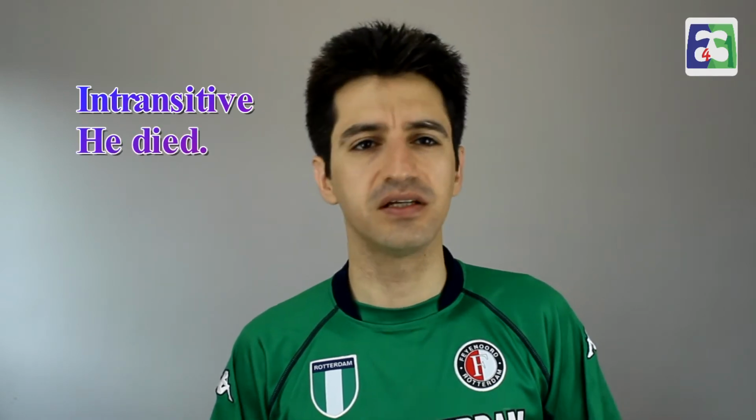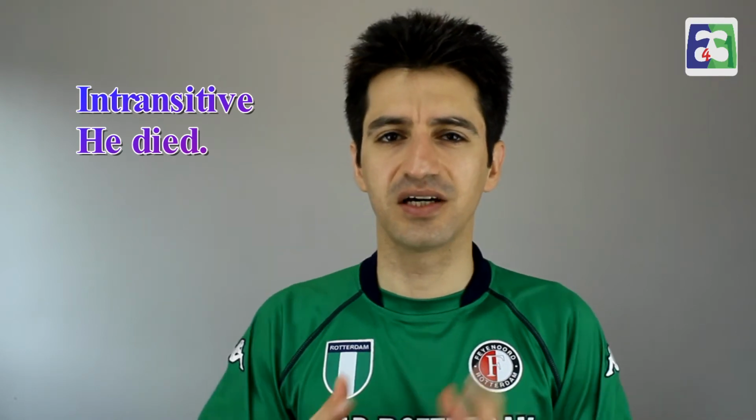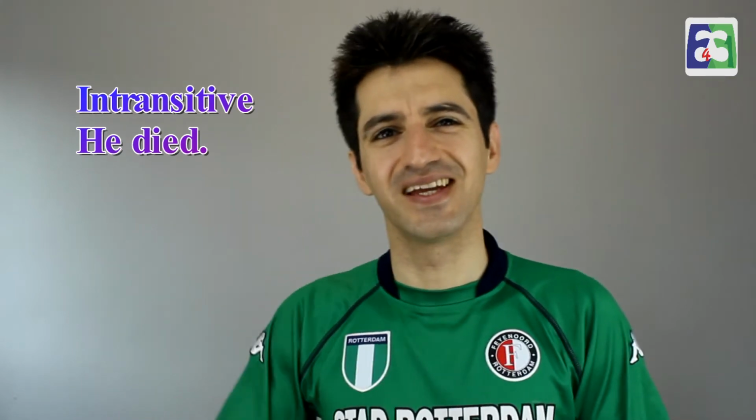On the other hand, we have some other verbs which do not need any kind of object. They are complete without having an object, and they are called intransitive verbs. A sentence like he passed away or he died. Okay, he died. Then the sentence is complete. We do not need to say he died somebody. It's not killing, it's dying.